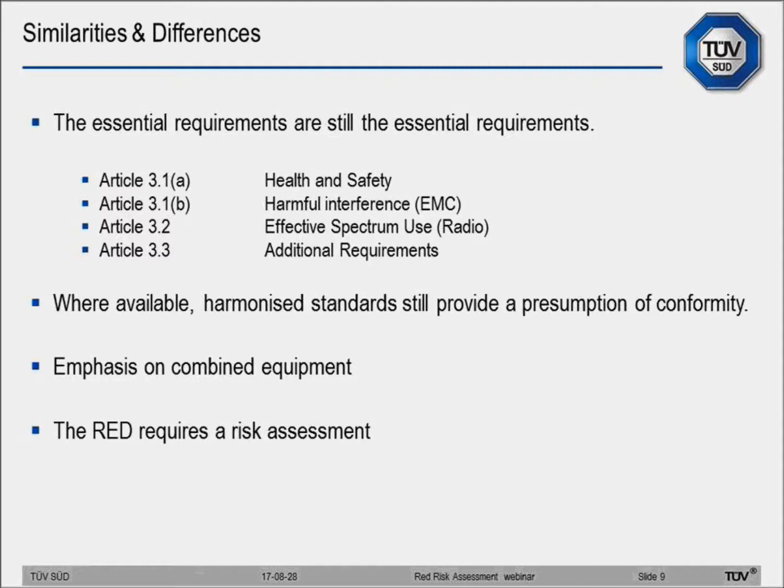Where available, harmonised standards still provide a presumption of conformity. A presumption of conformity means that one can presume compliance is reliably ascertained through the application of a standard that provides the presumption of compliance with the essential requirements. It is important to note that this is made possible because the European Commission pre-approved such standards in an official journal. One of the most critical requirements under the Radio Equipment Directive is the need for risk assessment.